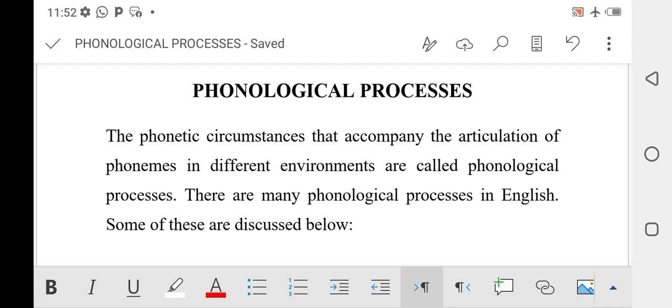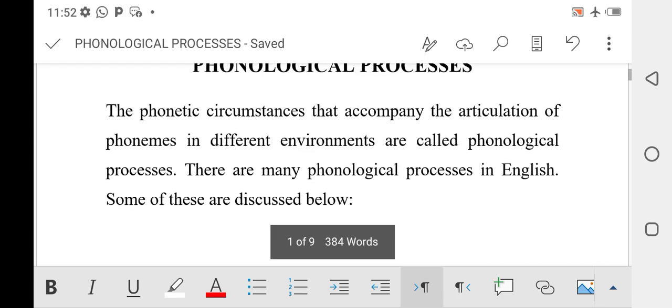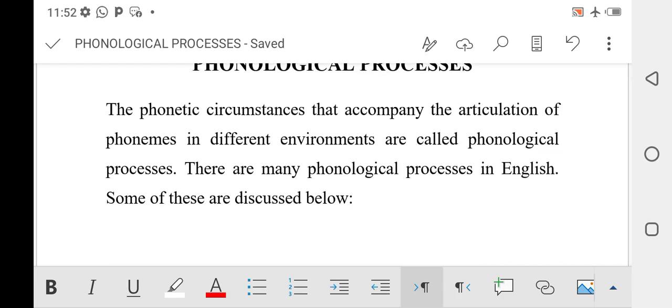Okay, so for this topic, we are looking at phonological processes. We have seen that the phonetic circumstances that accompany the articulation of phonemes in different environments are called phonological processes. What does this mean? This means that when you realize a particular phoneme as something else, it is as a result of the other phonemes with which it has occurred in a word, in a syllable, in a morpheme, in a particular environment.